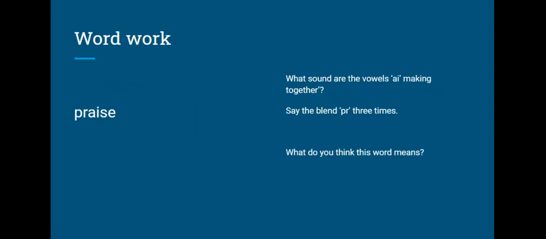So in this story, we heard the word praise. Repeat that word with me, praise. What sound are the vowels AI saying in this word? Yeah, AI together make the A sound. Let's say the blend pr together 3 times. Pr, pr, pr, praise. What do you think this word means?